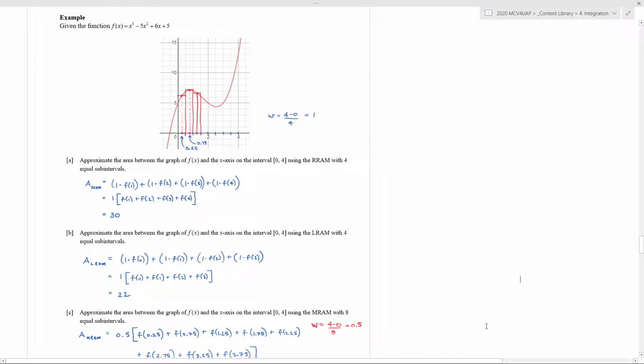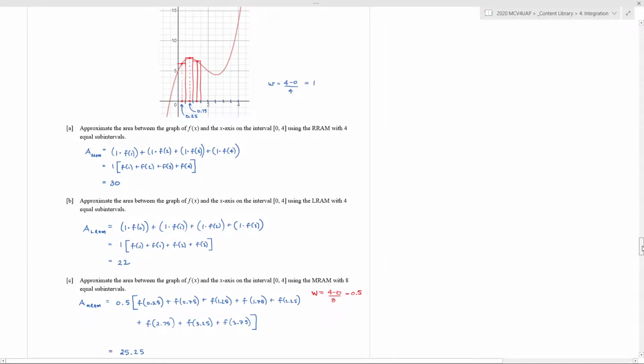So I believe we did part A and B of this question. Is that correct? Can anybody tell me where we left off? And I think we were at part C. Yeah, that's right. Okay, thank you.